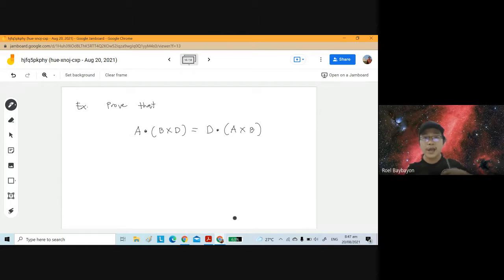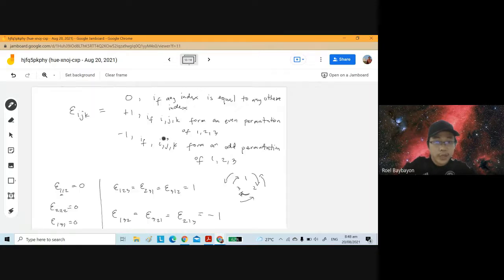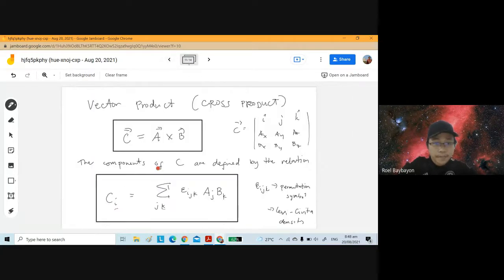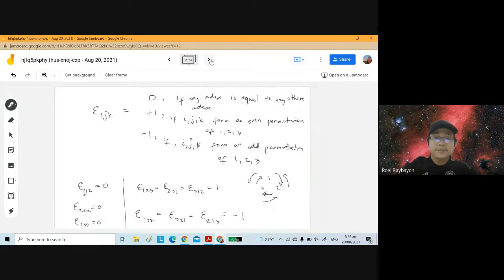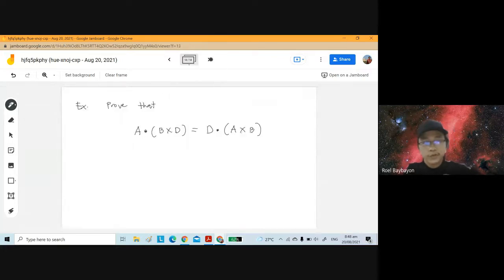We use our AX, AY, AZ, right? But using Levi-Civita, it is easy to solve. Okay? As long as you know the concept of the dot product and the concept of the components of a cross product. So take note, the components of the cross product is this. Okay? C_i is equal to the Levi-Civita epsilon IJK, A_J, B_K.